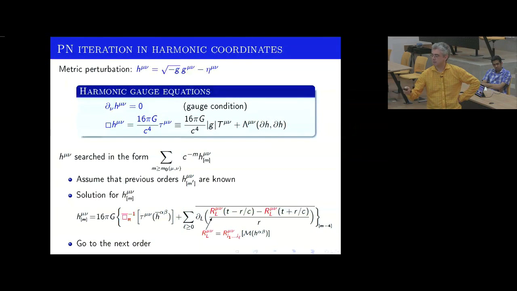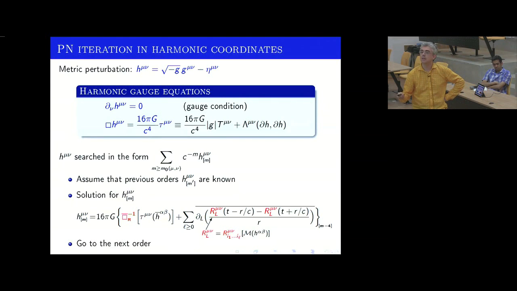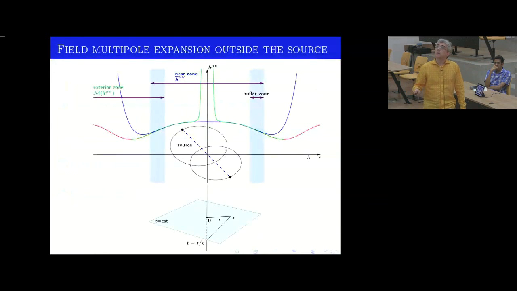outside the system. So it's not the post-Newtonian expansion. So you see it's interesting, the post-Newtonian order M will depend on non-post-Newtonian inputs here. So the post-Minkowskian expansion. And then we go to the next order and we iterate. Now, let's talk about the generation formalism, and let's see where we are now.